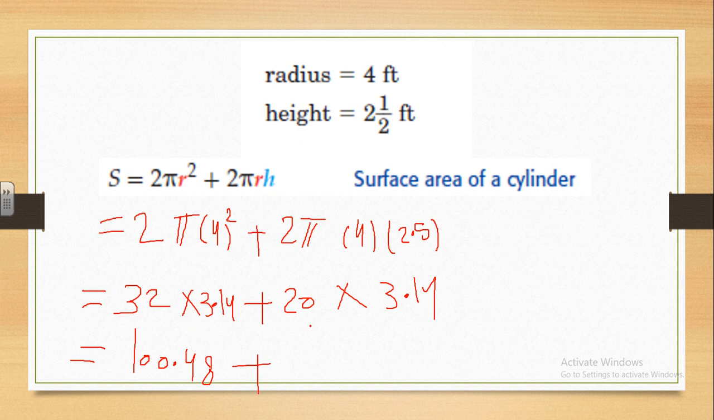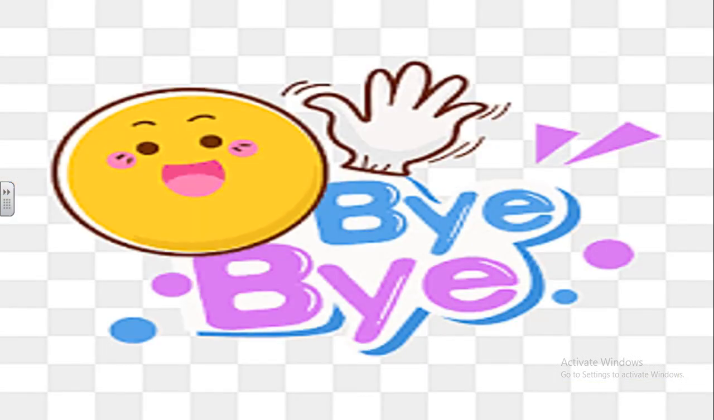Plus the second one, it's 20 times 3.14, right? And that will equal 62.8. Now all we have to do is add these two numbers. That will equal 163.28. Okay, habibi, you understand? That's great.